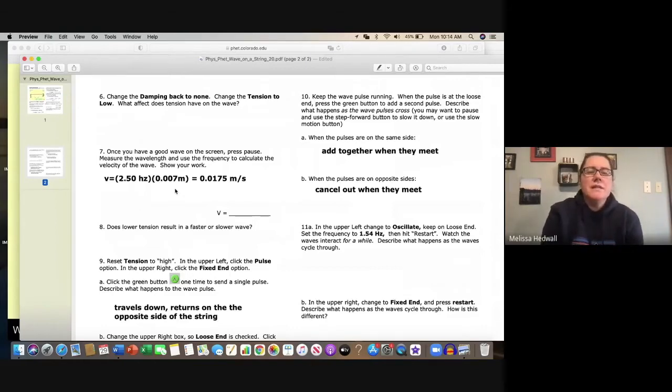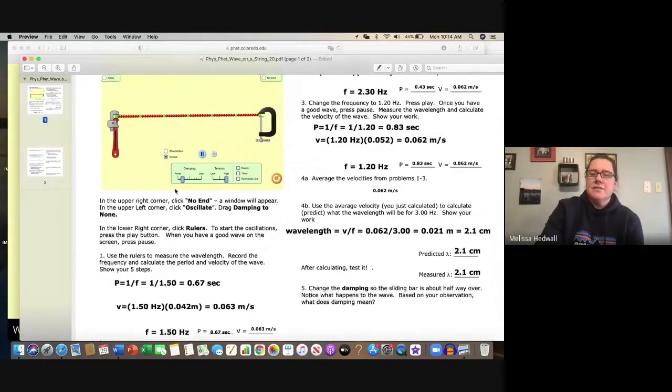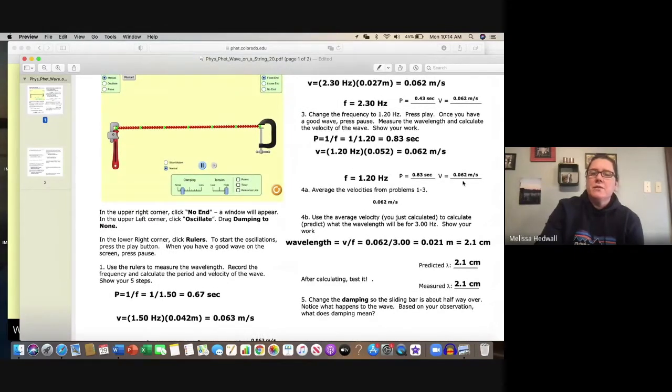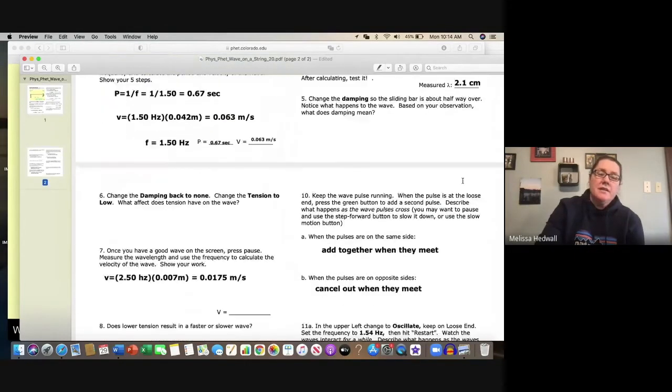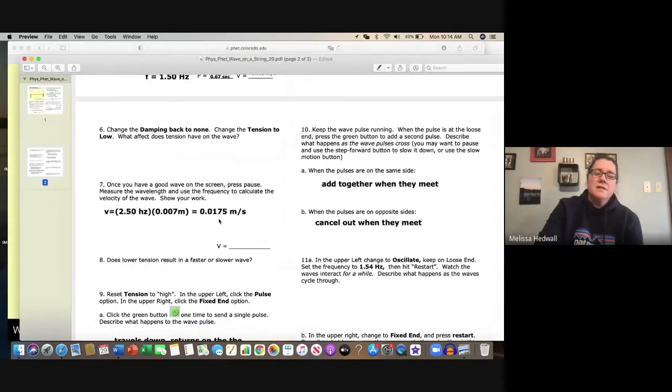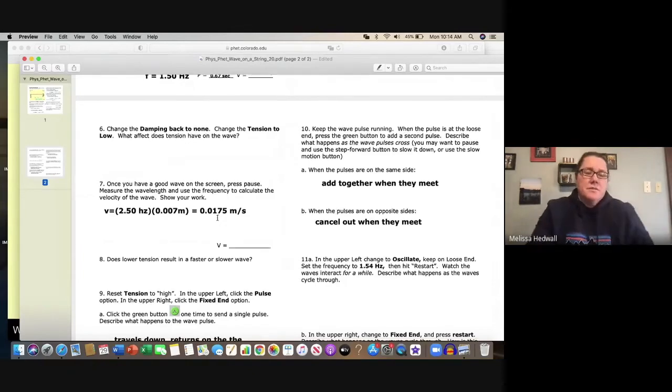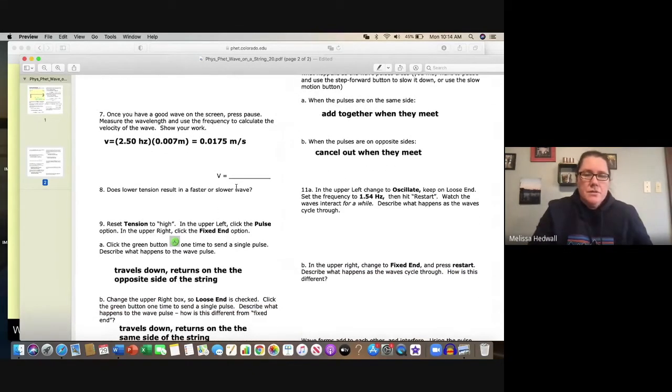So does the lower tension result in faster or slower wave? Well, if we look at our higher tension, our speed was 0.062 meters per second. This one is 0.0175. So it slows it down considerably as we lessen the tension. So it's a slower wave here.